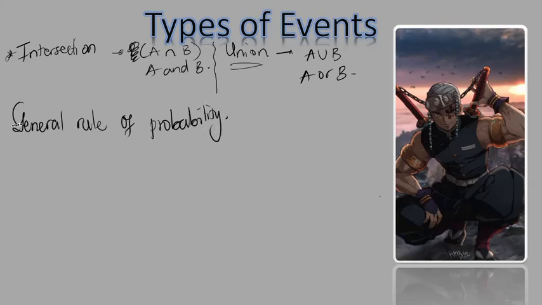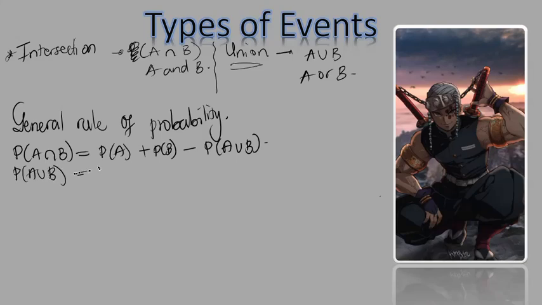In this situation, we said the general rule of probability is: the probability of A intersecting B is equal to the probability of A plus the probability of B minus the probability of their union, right? Another way you can rewrite this, you can say the probability of the union is equal to the probability of A plus the probability of B minus the probability of the intersection. Here, the intersection is the subject of the formula. Here, the union is the subject of the formula, right?